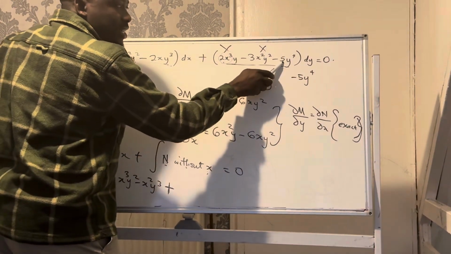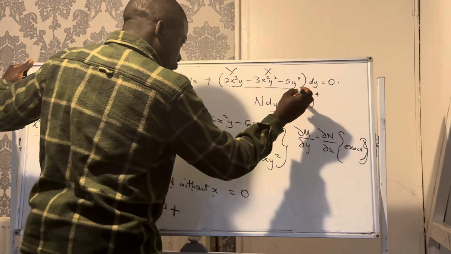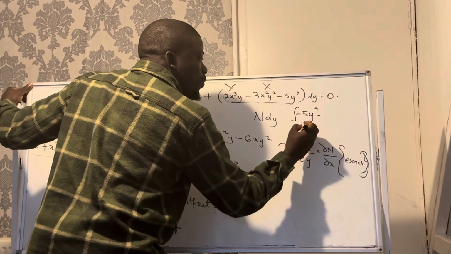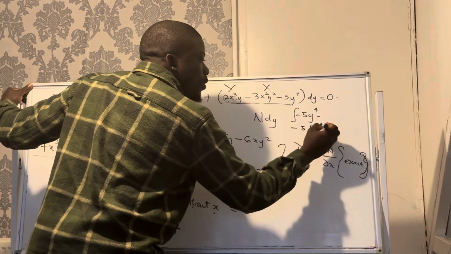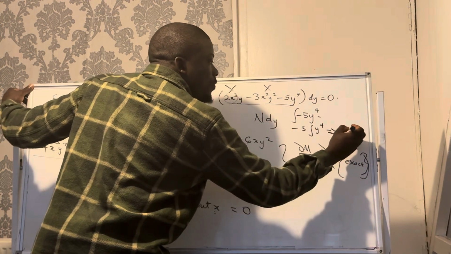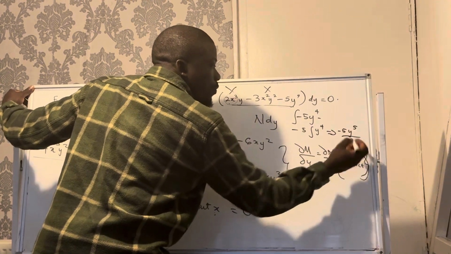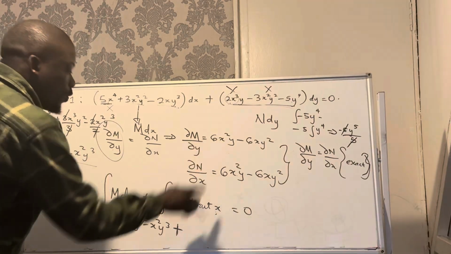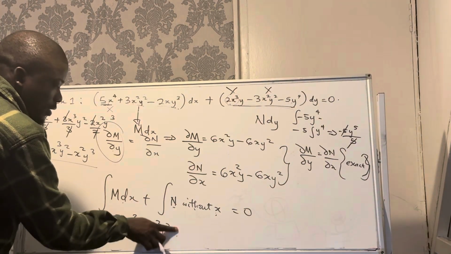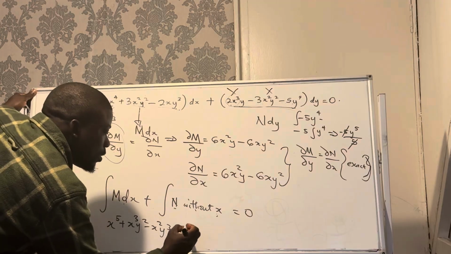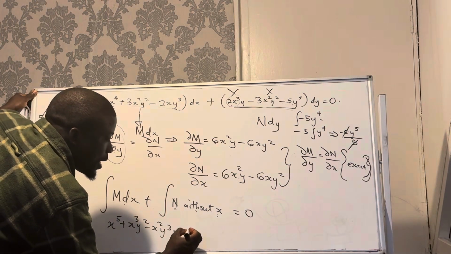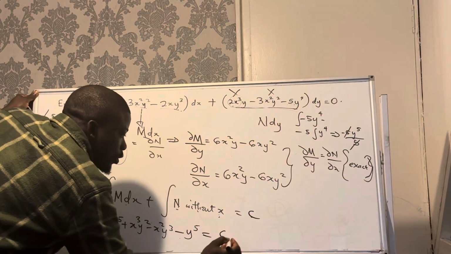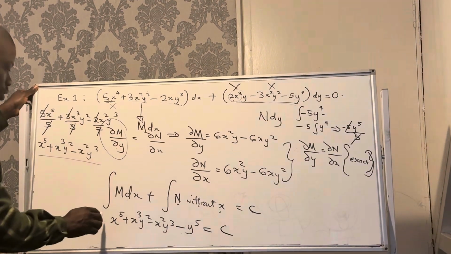So we are integrating minus 5y⁴. The integral of this will give us minus 5 integral of y⁴. That will give us what? Minus 5y⁵ all over 5. So 5 will cancel out 5. We are left with minus y⁵. So the whole of this, because of the negative sign, then we have minus y⁵ equals c, where c is the constant. So this is our final answer.